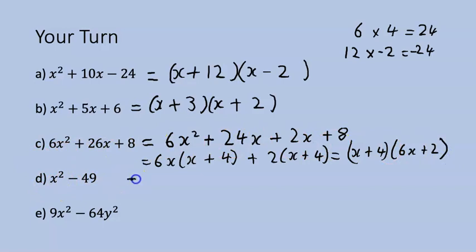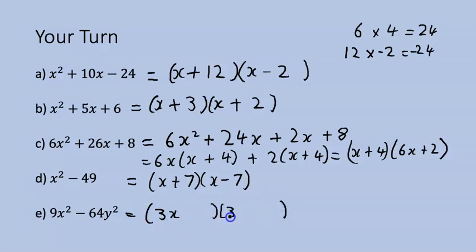For D, x squared minus 49, that's the difference of squares. Square root of x is x, that goes at the start. Square root of 49 is 7. Put the 7 there, plus, minus. Final one here. The square root of 9x squared is 3x, because again, this is a difference of squares. And then square root of 64y squared is 8y. Plus and minus. And I'm done for part 2.